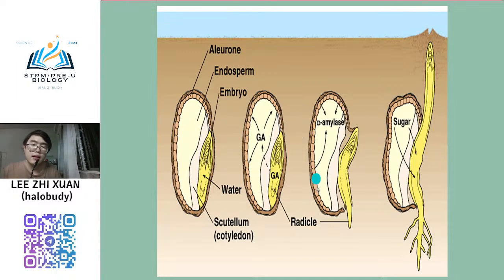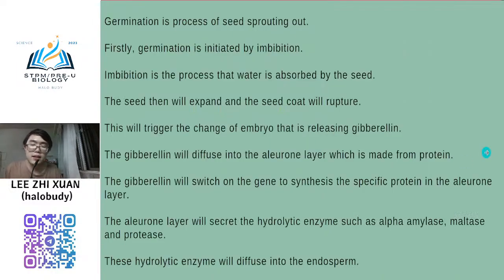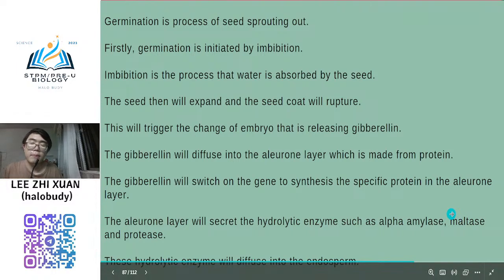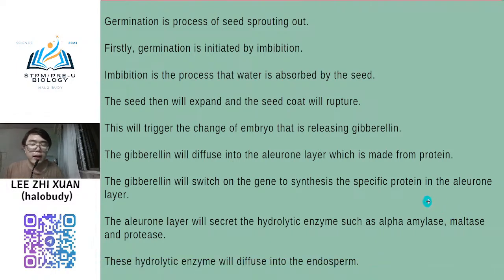Now you can see there, these are all the endosperm. As I mentioned before, the endosperm is the place that stores all the organic nutrients and organic substances inside the seed, especially the carbohydrate. So when the alpha amylase is released from the aleurone layer, it will go to the endosperm and hydrolyze all the polysaccharide molecules.